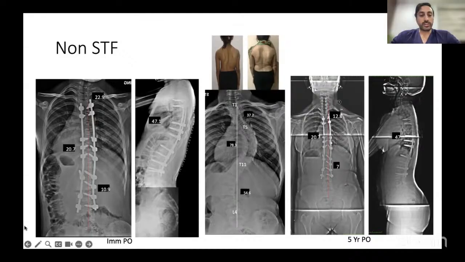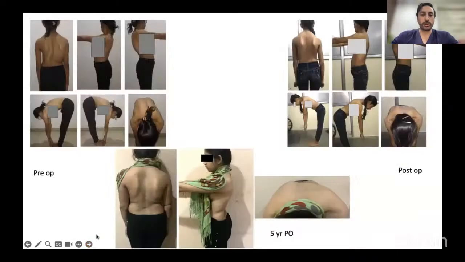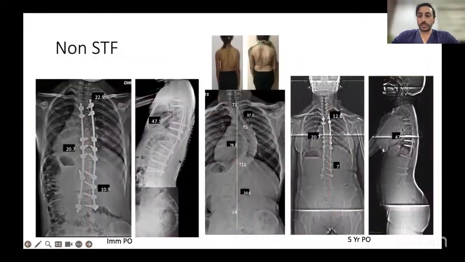Great. Any other comments, or shall we move to the next case? Sharvin, any points you want to still tell us? No, sorry, it's been a great discussion. Thank you. Great, thank you. So this is the 5-year follow-up of the same.